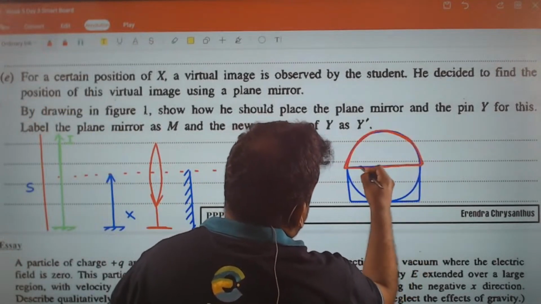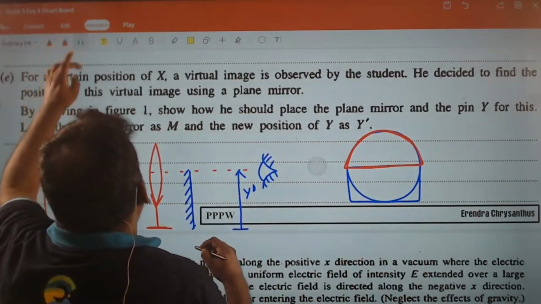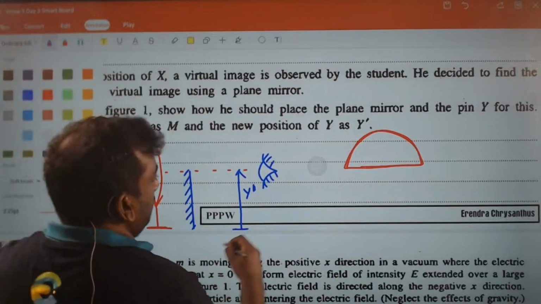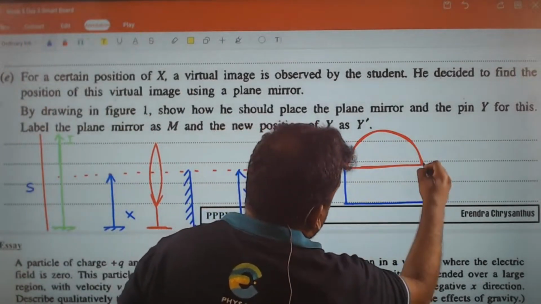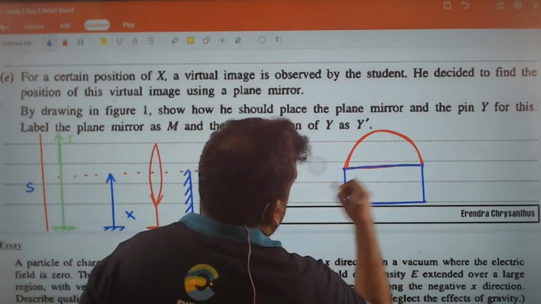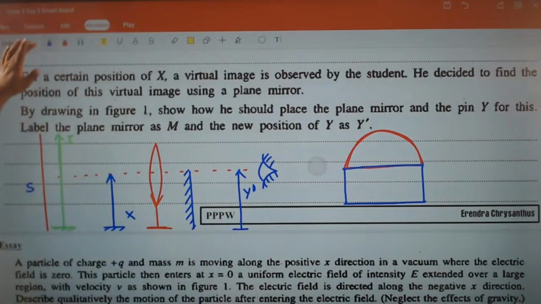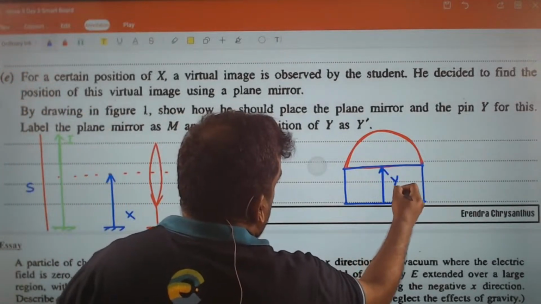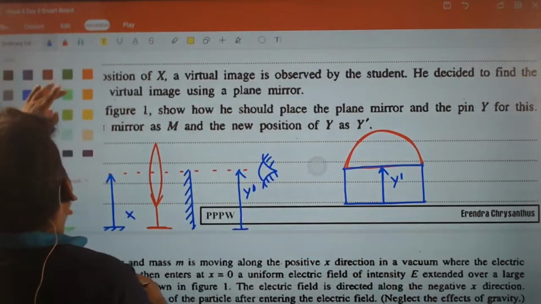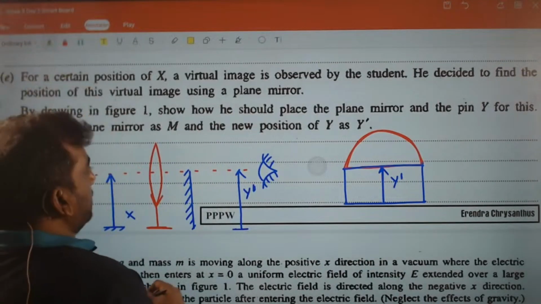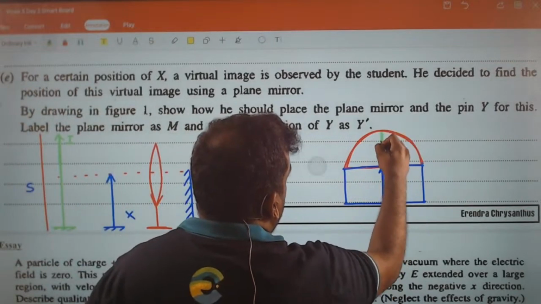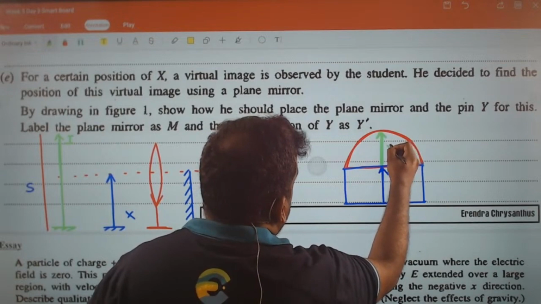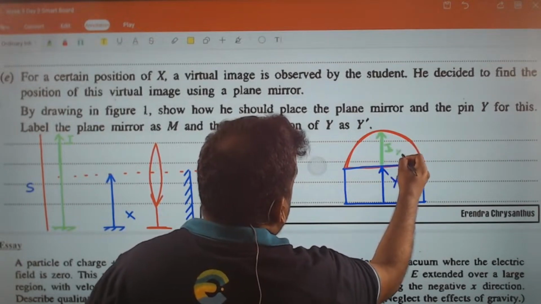And here, the bottom part is mirror. Mirror only, I will see. So what will I see? I can see pin Y dash, and also I can see the image here, bigger. That's the image of X.